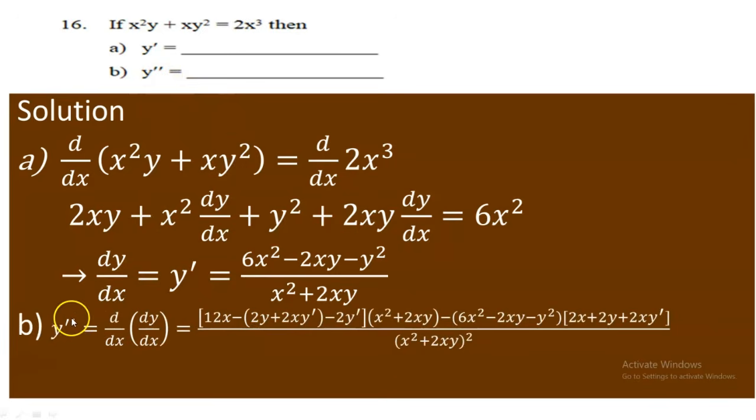And when you come to B, students, in the case of B, you are asked to find the second derivative. So as you know, the second derivative is obtained as d by dx of the first one. So here the first one requires quotient rule because it is a ratio expression. So we need to derive the numerator, and we can have this one. Look, as you are deriving 6x squared, it will be 12x. And minus is taken into account.